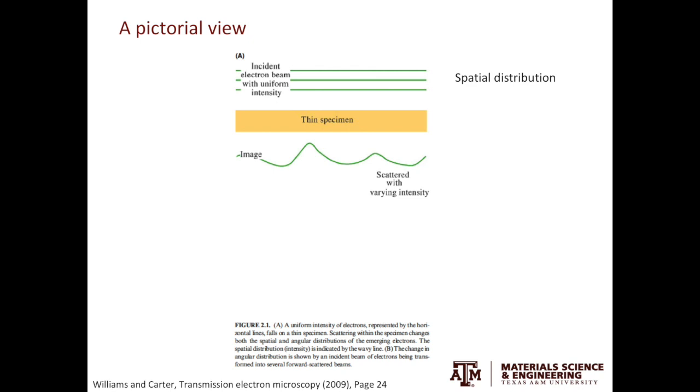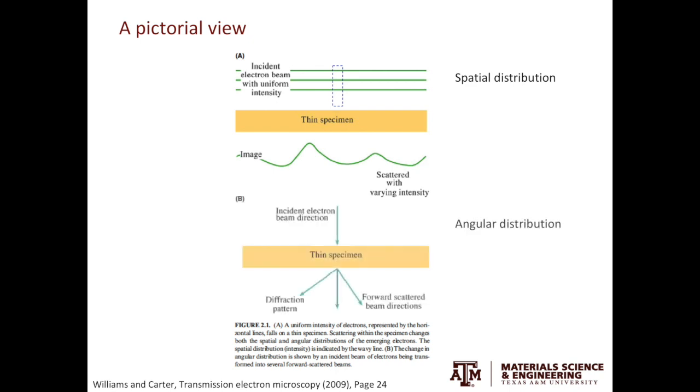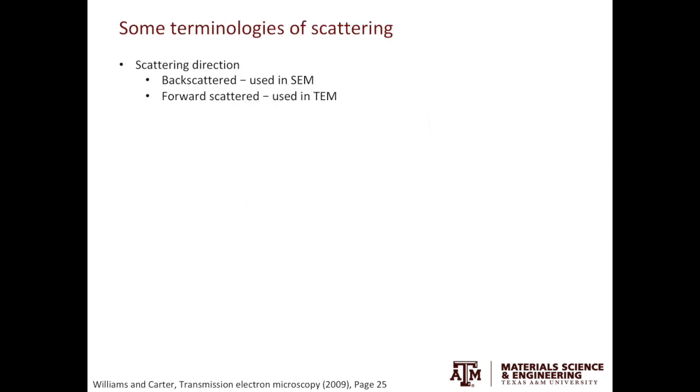If we narrow down to a small region highlighted by the box here, and look at the scattering event again, you can have an angular distribution of the forward scattered beams, although you start with only one incident beam. When describing the scattering events, there are some terminologies. Looking at the scattering direction, we have the backscattered electrons, which are mainly used in SEM, and we also have the forward scattered electrons, mainly used in TEM.